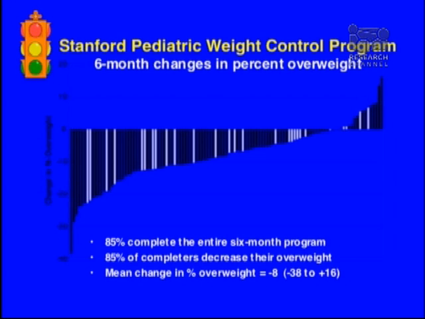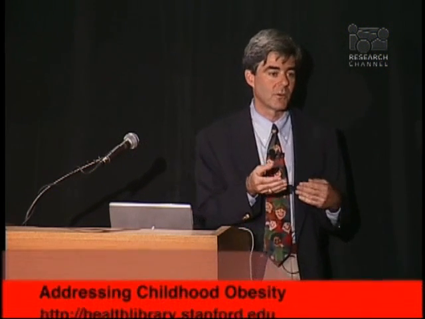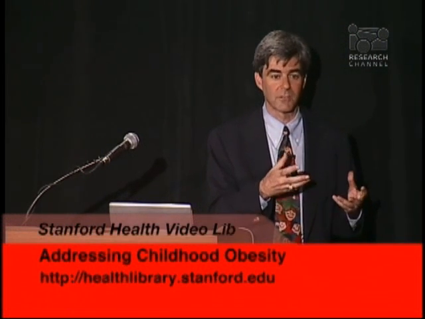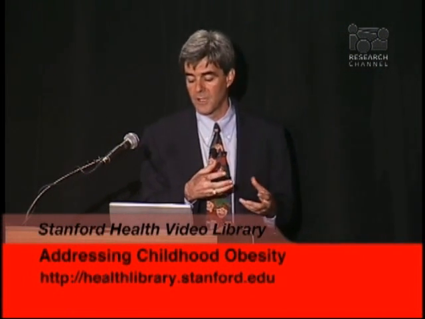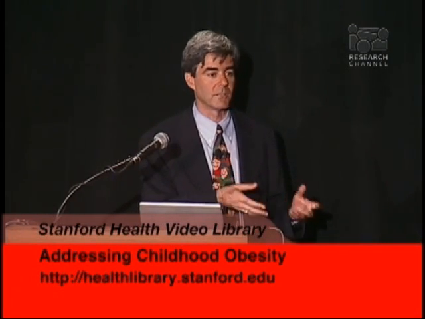And the average change is about an 8% decrease in overweight. So if they were 50% overweight, they go to 42% overweight on average. But it ranges from kids who reduce their overweight by almost 40% to, on the other end, kids who've gained 16% in overweight. We expect that to happen, but the vast majority of kids are actually reducing their overweight as part of this. And so it does apply to the weight control setting as well, not just the prevention setting. Okay.